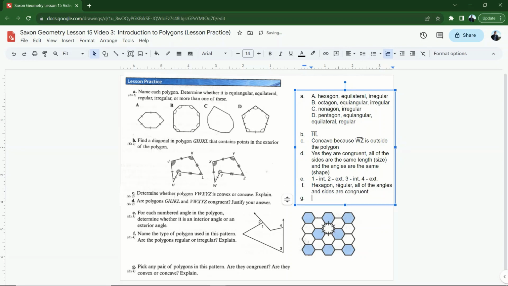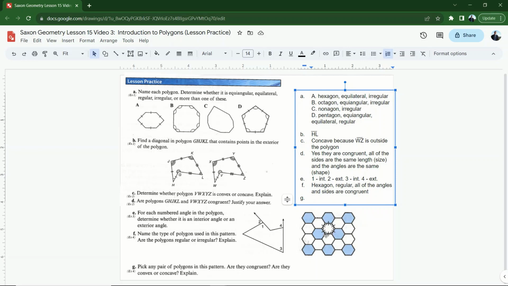That makes it regular. Letter G, pick any pair of polygons in this pattern. Are they congruent? Are they convex or concave? Explain. Well, they all have to be congruent because they're all going to have the same side lengths in order to fit in the pattern perfectly against this one that has all the side lengths the same. The angles are also going to have to be the same for them to fit equally in the pattern.